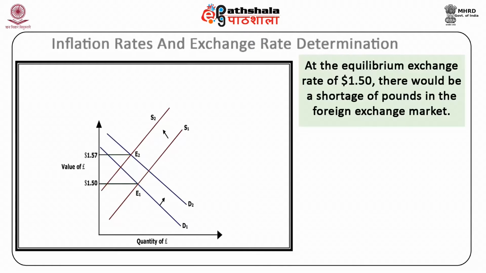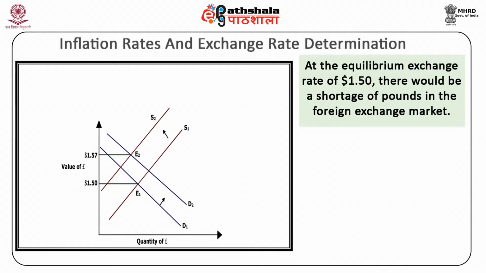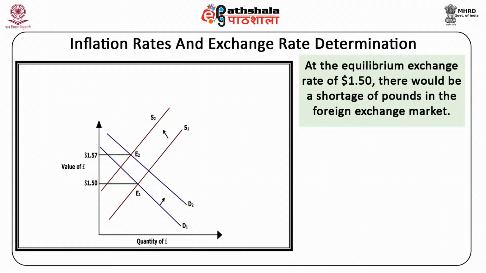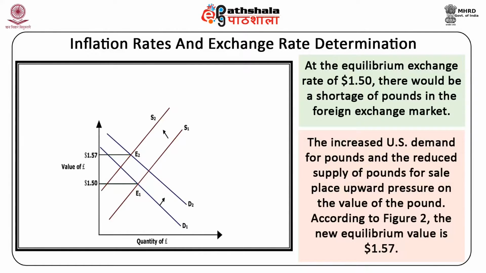At the equilibrium exchange rate of $1.50, there would be a shortage of pounds in the foreign exchange market. The increased US demand for pounds and the reduced supply of pounds for sale place upward pressure on the value of the pound.